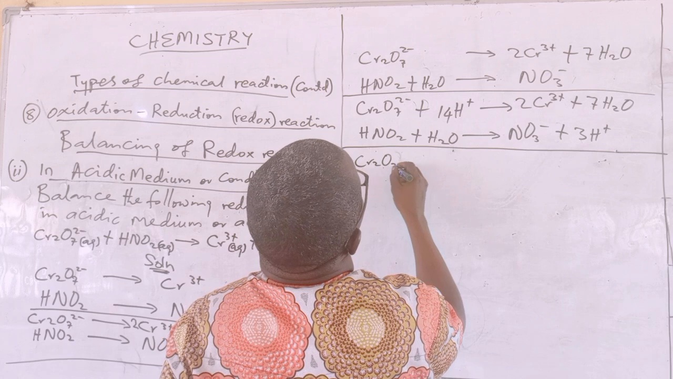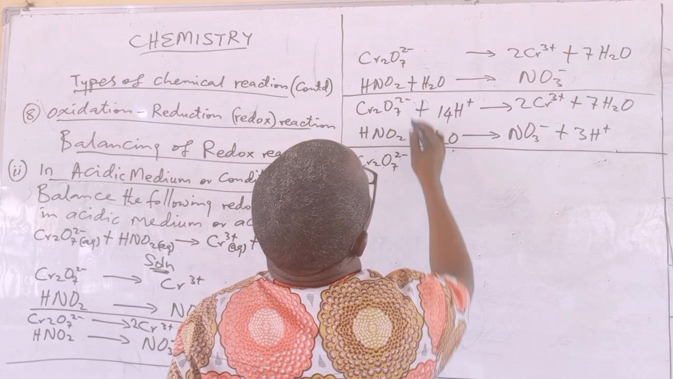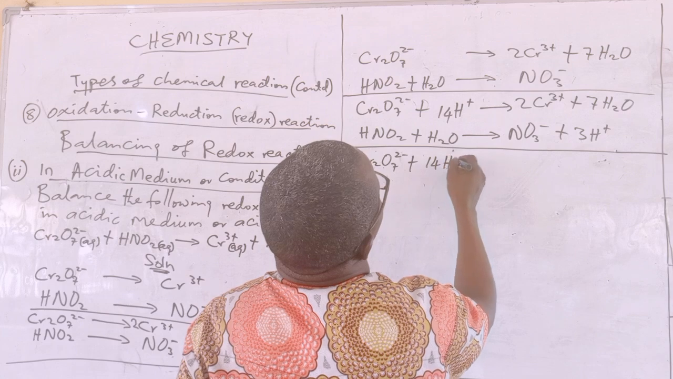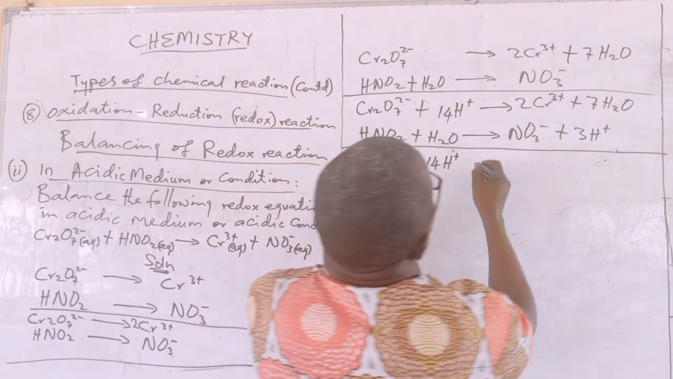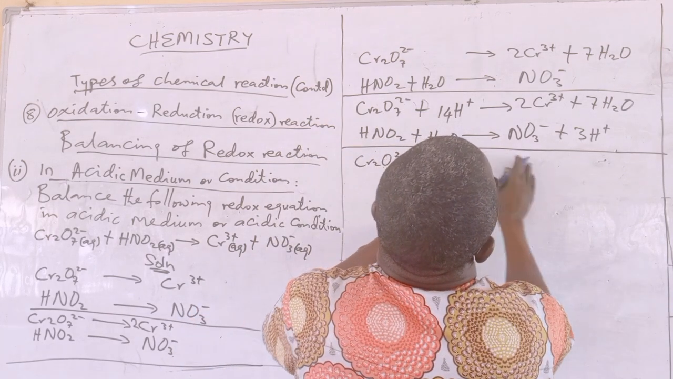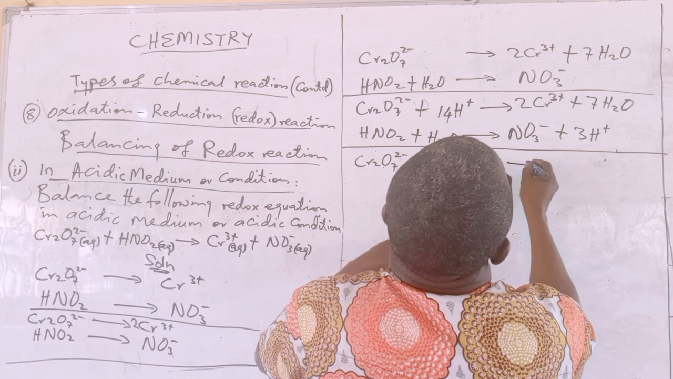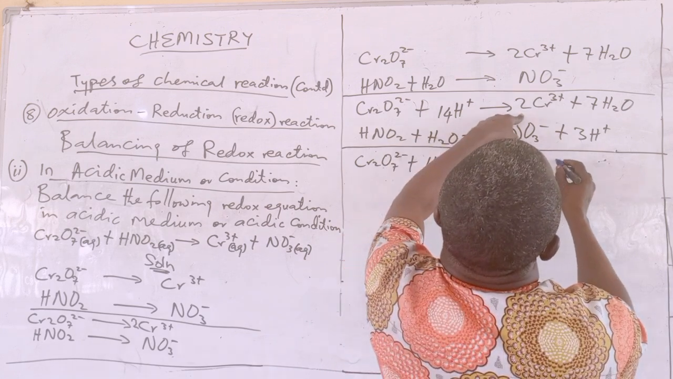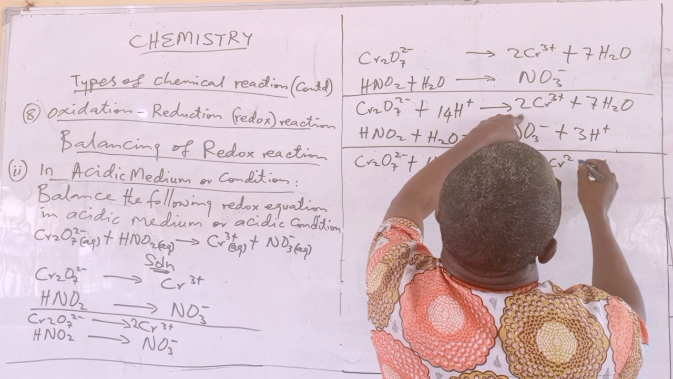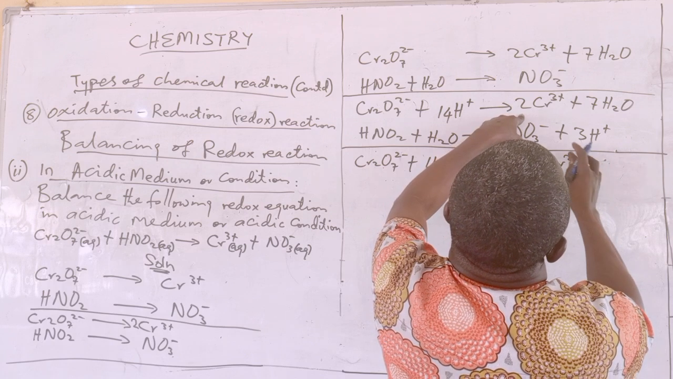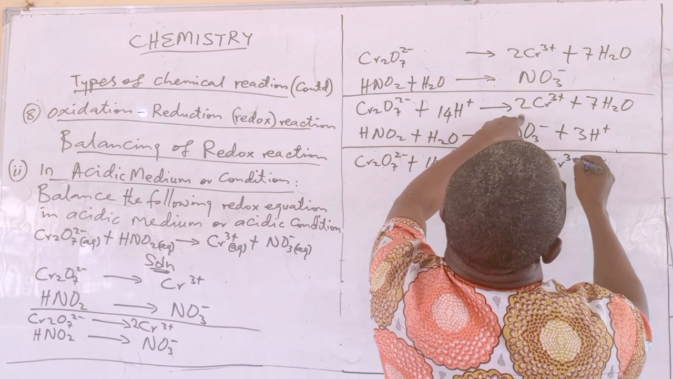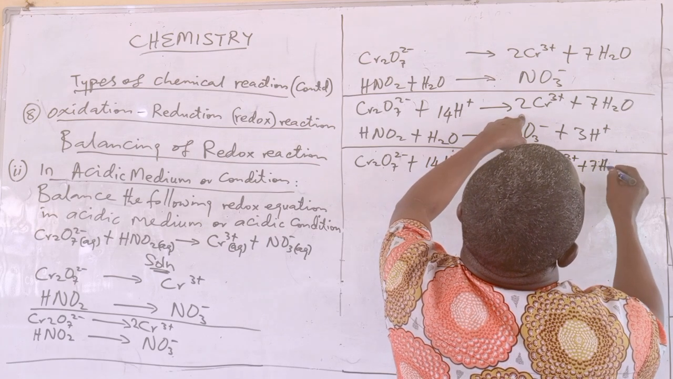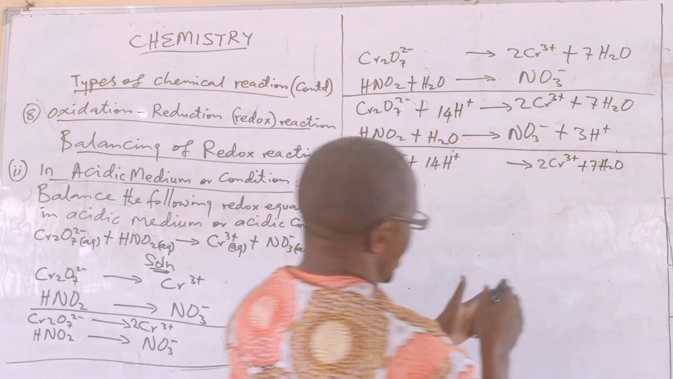Cr2O7 2 minus plus 14H plus. Okay. Arrow. I will now write 2Cr3 plus 7H2O.